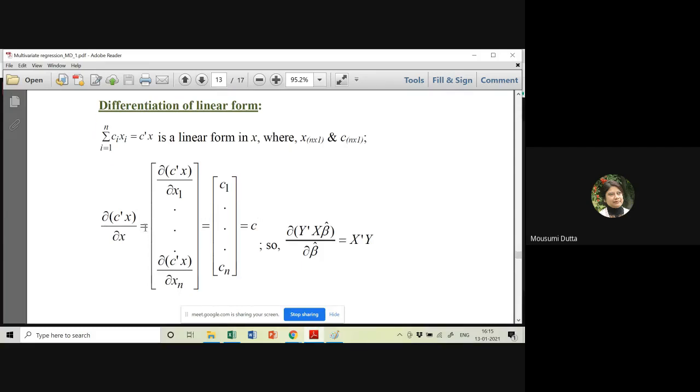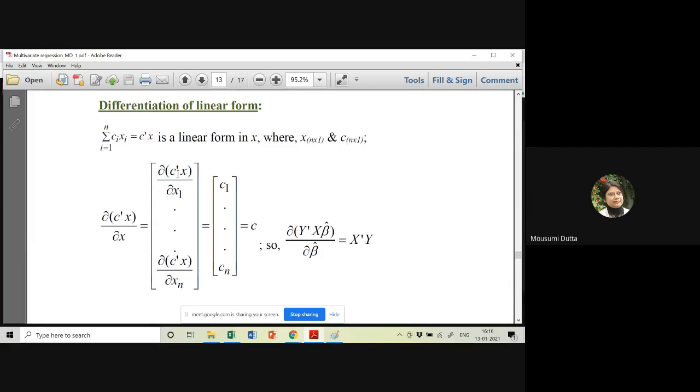So if I take derivative of C prime x with respect to x, basically x is a column vector. So column wise, I can take derivative with respect to x1, x2 up to xn. I'm taking derivative of the entire sum, del of summation Ci xi or del of C prime x with respect to x1, then with respect to x2, up to with respect to xn. So with respect to all the values in x, we are taking the derivatives of C prime x.